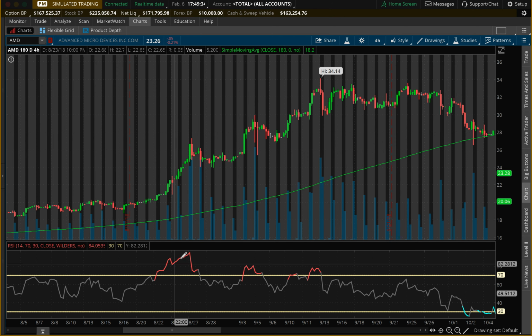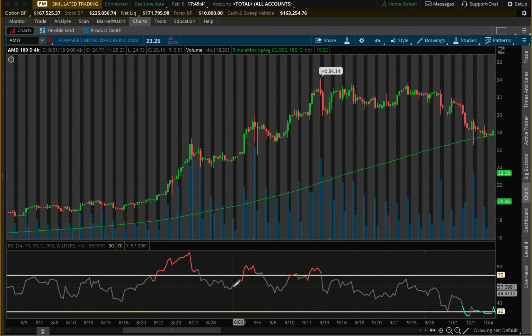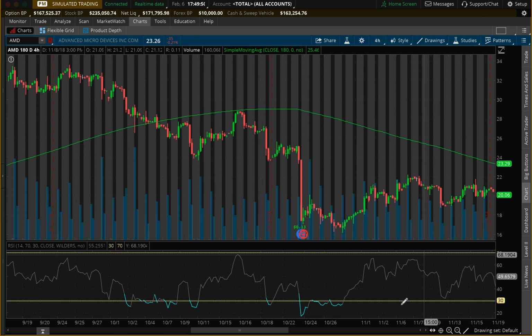So not every time when it's overbought does it have to make its way all the way down to 30 and oversold. It can stop halfway, a quarter of the way, a third of the way, or even 75% of the way. As you can see, it sort of follows the price trend. And once this thing keeps selling off, you can see now it spends most of its time in the oversold area.